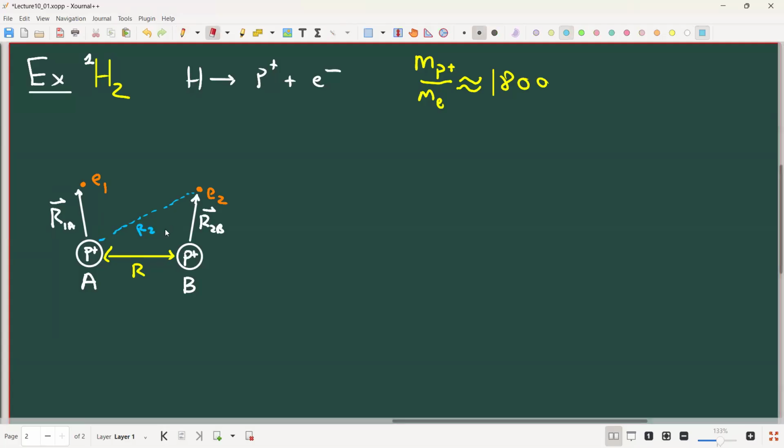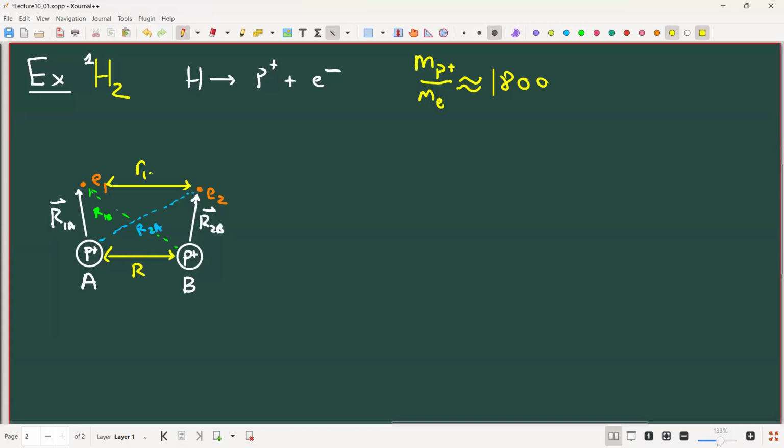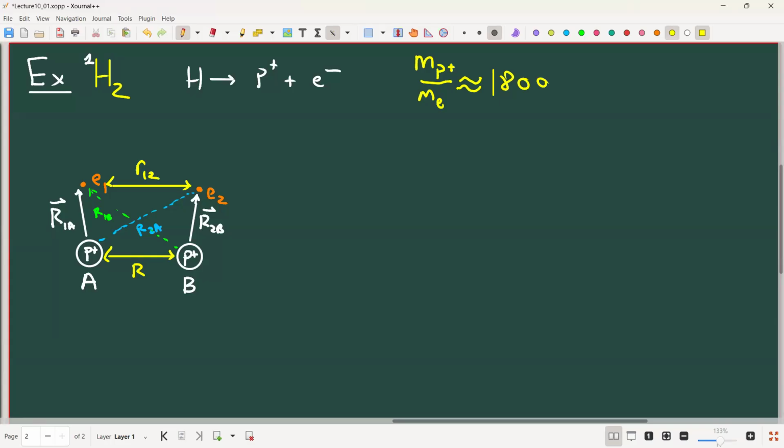R1. So that's R2A. And we have the other cross one, R1B. And then there's a coordinate between the 2 electrons, the relative coordinate. Call that R12. Okay. So that's a reasonable way for us to define the coordinates.